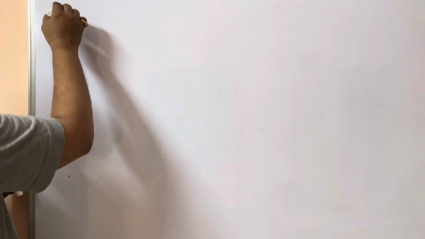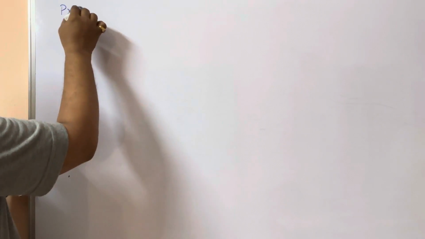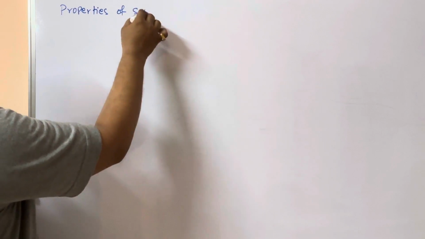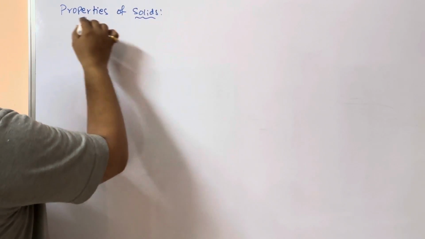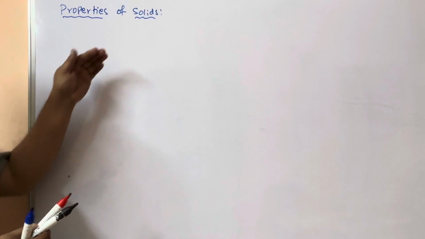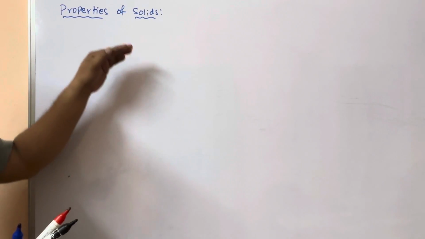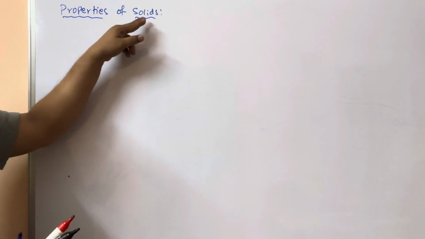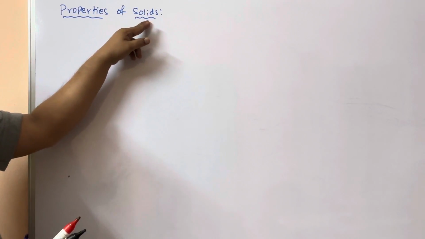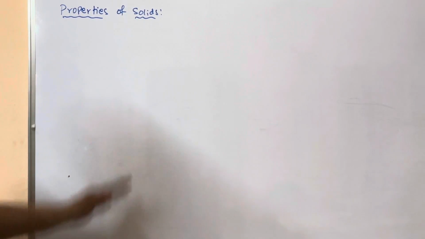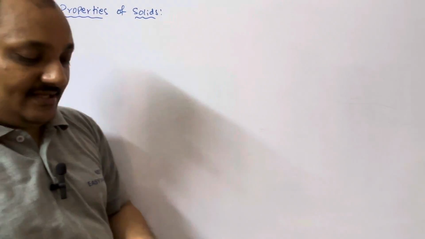From now onwards, we'll discuss properties of solids from first year. So, properties of solids. All substances will be divided into three types: solids, liquids, gases. In that, we are discussing solids. Liquids and gases will come under fluids. That is our next topic. So, what are the properties of these solids?